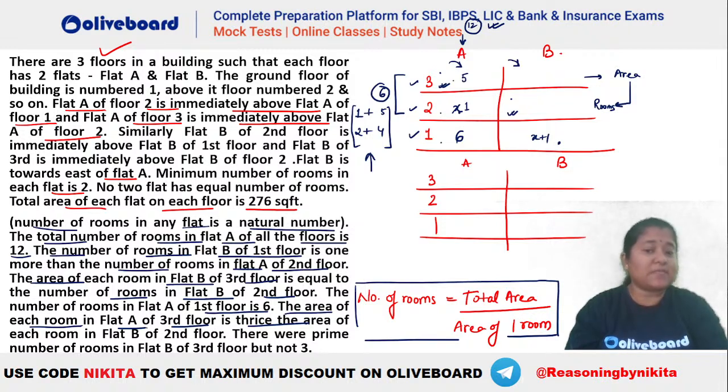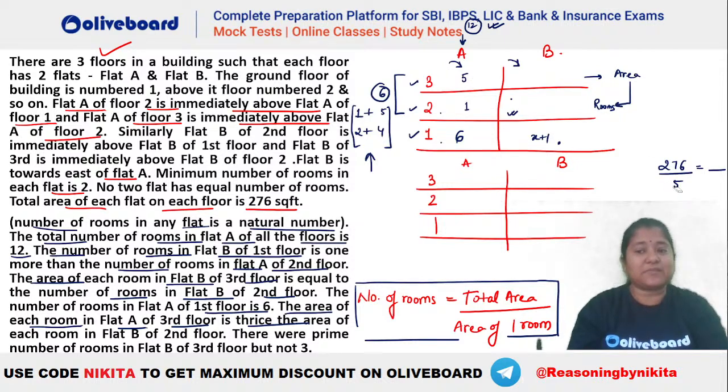Because if the number of rooms is equal to 5, that means total area has to be 276 by 5. This will give you the area of one room, isn't it? Now you can see here that 5 is not a possibility, isn't it? 276 by 5 is not giving you a whole number. It is giving you a value which is decimal in nature. So 5 comma 1 is not a possibility, right? You can see that 5 rooms in here is not possible, isn't it?